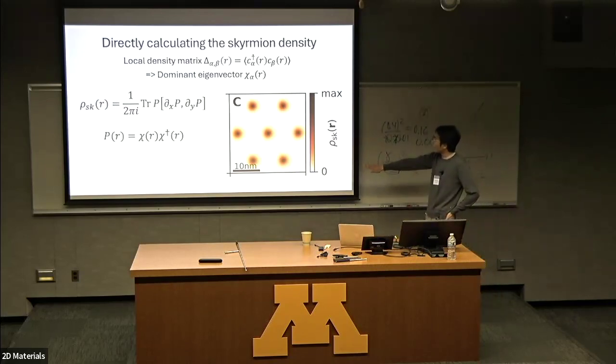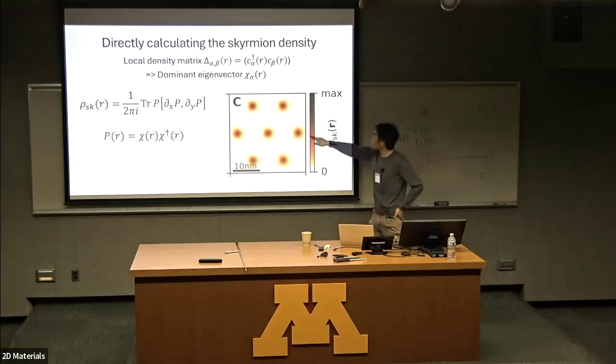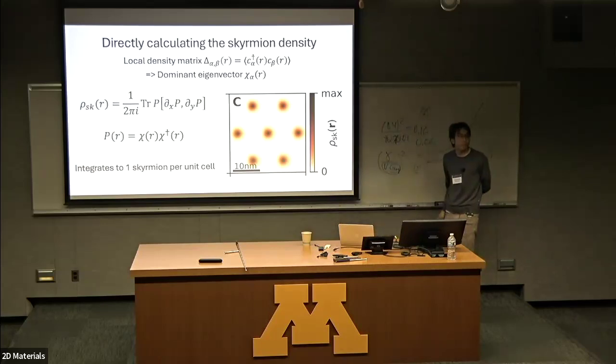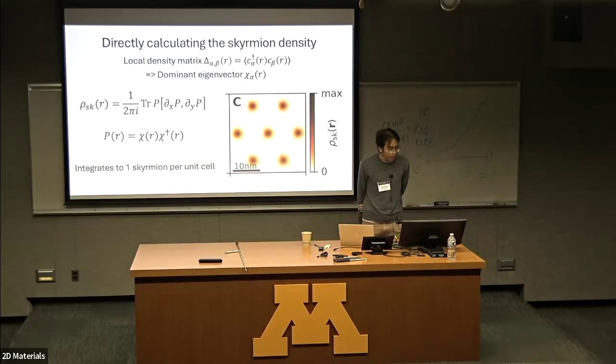And what you see is it's mostly 0 everywhere. And then there are these sharp peaks right at the middle of the unit cell. And integrating the density over this peak gives you 1. So as you expect, or as I want to show, this is evidence that there is essentially a skyrmion per unit cell, right where you would expect from the last slide.